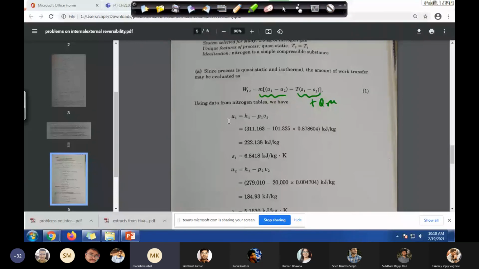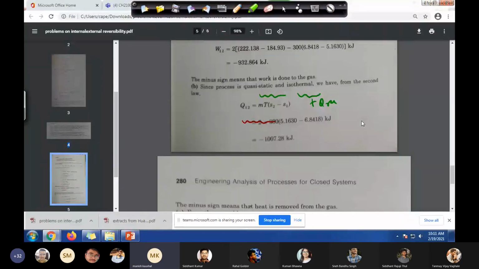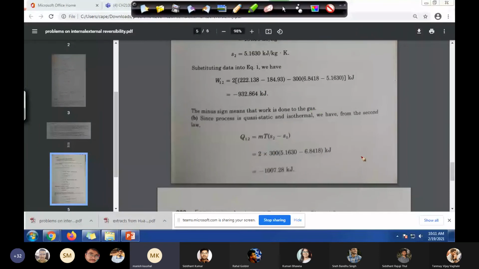And U they have calculated as H minus PV, because generally if U is not available in the chart, we have seen in earlier problems also, generally we do this H minus PV. Okay. This is fine. Normal. Then, as I said, the process is quasi-static.